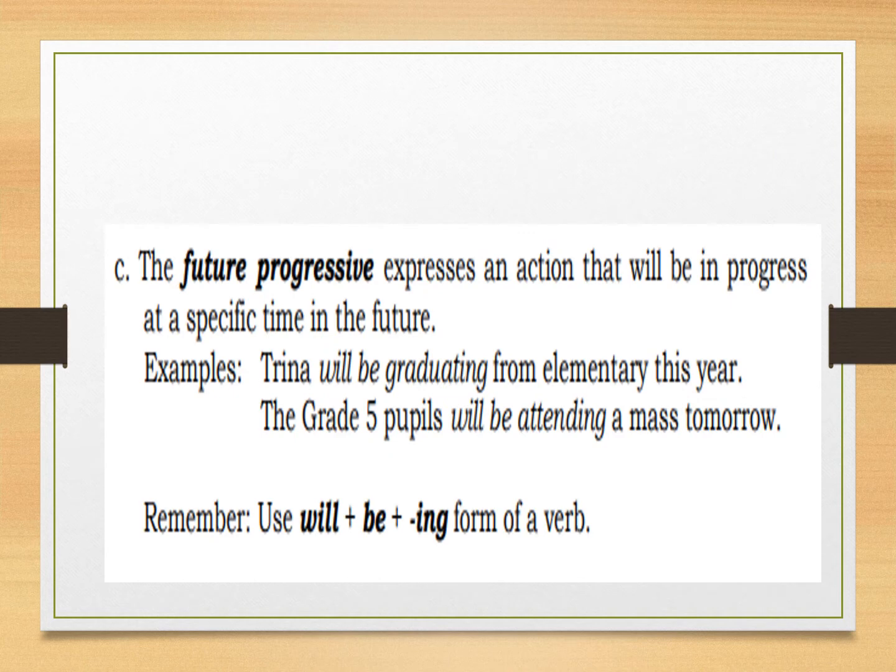Letter C. The future progressive expresses an action that will be in progress at a specific time in the future. Examples, Trina will be graduating from elementary this year. And the grade 5 pupils will be attending mass tomorrow. So, we use will plus be plus ing form of the verb.